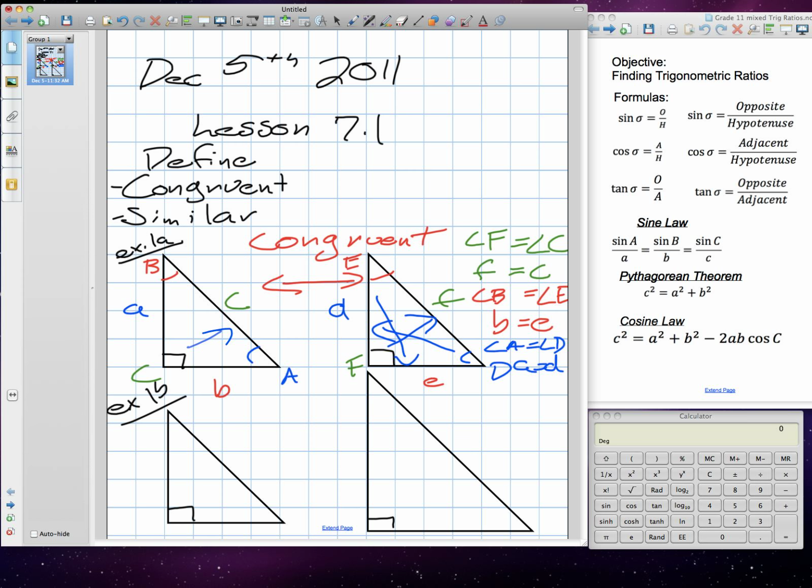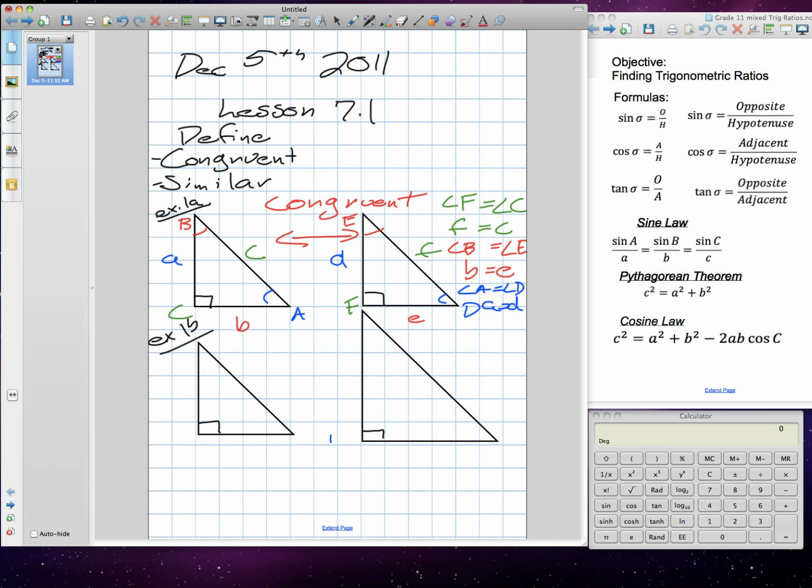Okay, the next triangle, we're going to compare. Do these have the same angles and side lengths? They have the same angles. I'm going to tell you that. So these would be considered similar triangles.